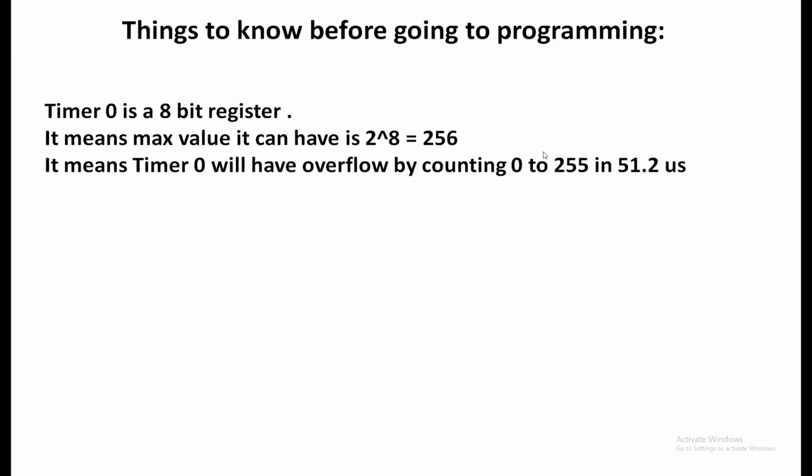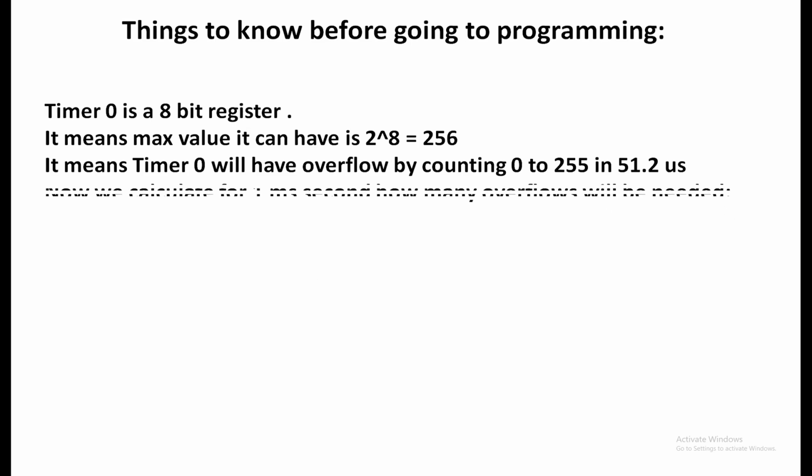Okay, by counting from 0 to 255 in 51.2 microseconds, and in the previous slide I showed you how we got this 51.2 microsecond. So one overflow comes whenever it counts from 0 to 255 because it's an 8-bit register. So now the next thing is, we calculate for 1 millisecond how many overflows will be needed. Now one overflow will take place in 51.2 microsecond, that is counting from 0 to 255 ends in 51.2 microsecond. Now that's the standard time.